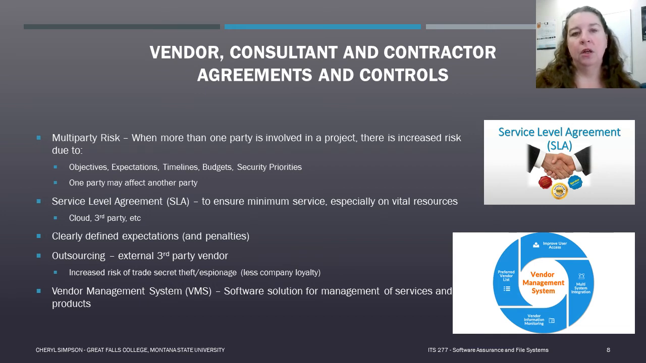The term outsourcing simply means that we are going to use an external third-party vendor. We are not using our internal talent. So our internal employees who have gone through all of our security checks, following all the rules we just talked about, we're going to outsource. So we're going to use a third-party vendor. That increases the risk of trade secret theft, espionage, all of these kind of things, simply from the fact that A, you haven't gone through the security features, and B, there may not be that company loyalty.